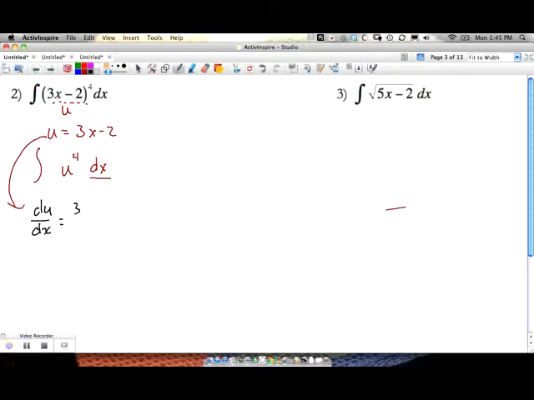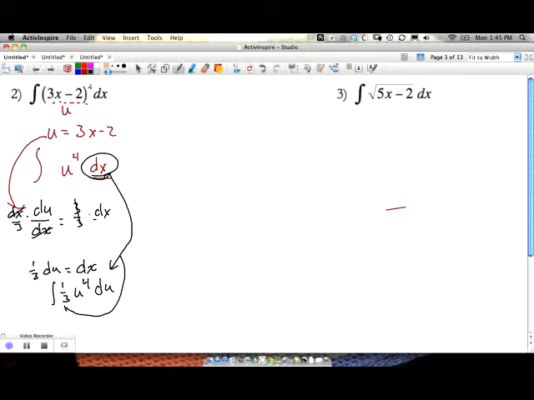du dx equals 3. I want it to just be dx. So I got to multiply by dx on both sides. And then divide by 3. So I got 1/3 du equals dx. So in the end, I'll have u to the 4th. I got a 1/3 in here and a du because I got rid of this dx to get the du and the 1/3. So now I can take the antiderivative.